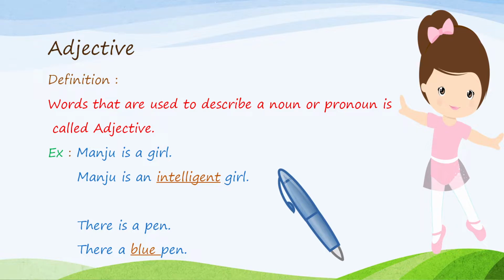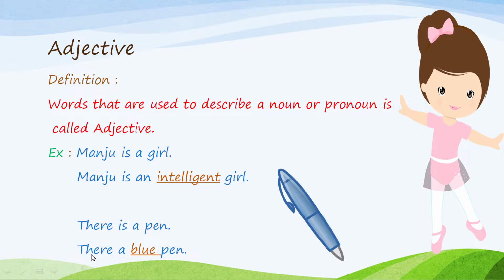Let me first define you what is an adjective. Words that are used to describe a noun or a pronoun is called adjective. An adjective can add color and life to your sentence. Here let me explain you with an example. When I say Manju is a girl, so with this we are not describing the girl. We are not getting any idea about what kind of girl is Manju. But when I say Manju is an intelligent girl, then we have an idea. We get a clear picture that the quality of Manju is intelligence. She is an intelligent girl.